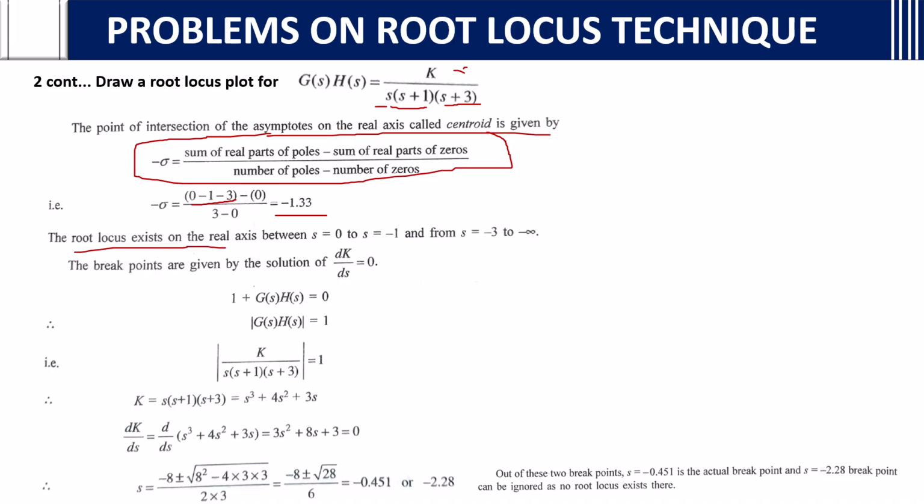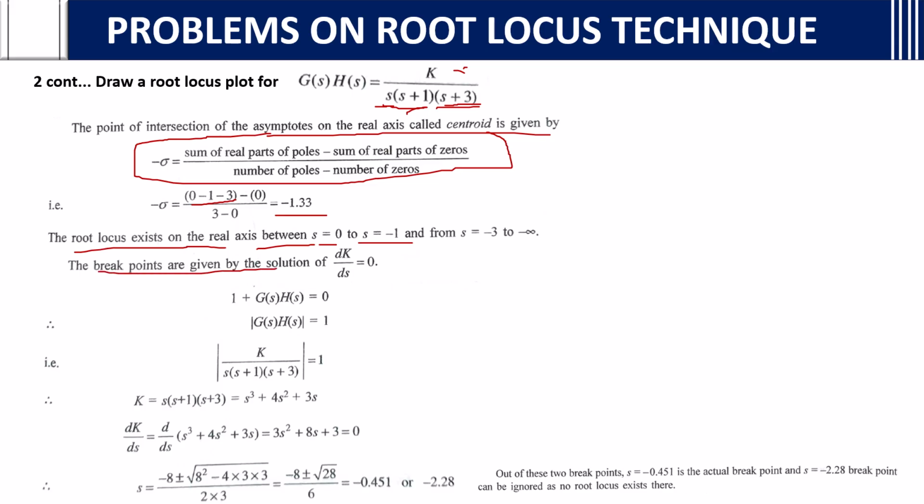So the root locus exists on the real axis between s equals 0 and s equals minus 1, and from s equals minus 3 to minus infinity. So what it means is the root locus exists between 0 and minus 1, and from minus 3 to infinity.